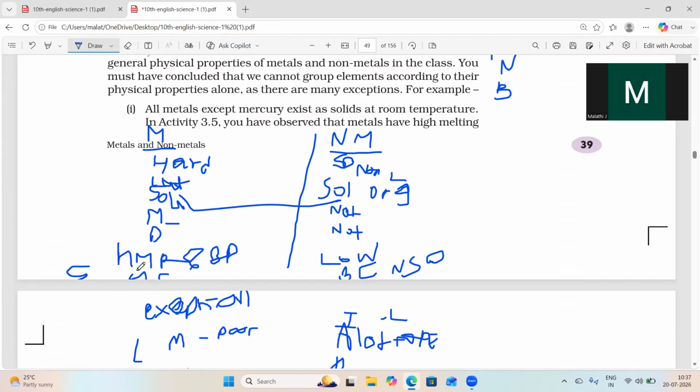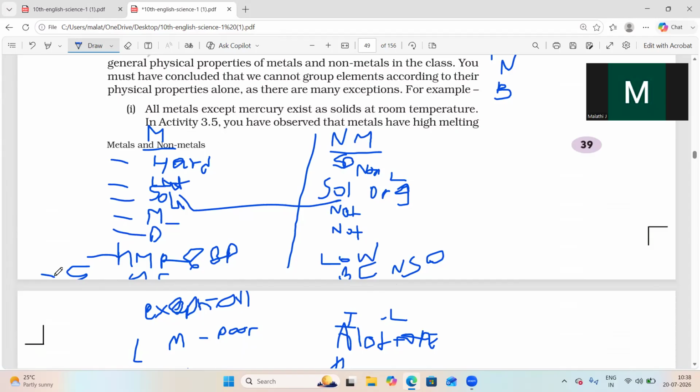Metals are sonorous; non-metals are non-sonorous. Metals are good conductors of electricity; non-metals are bad conductors of electricity. These are the main important points you should know, and you should know what malleability, ductility, lustrous and sonorous mean.